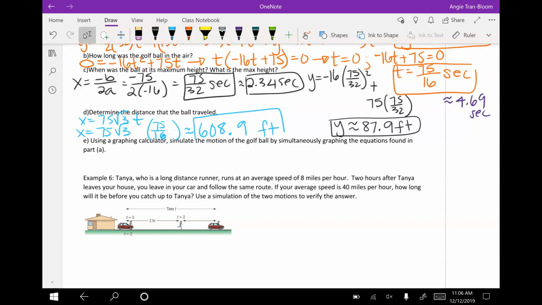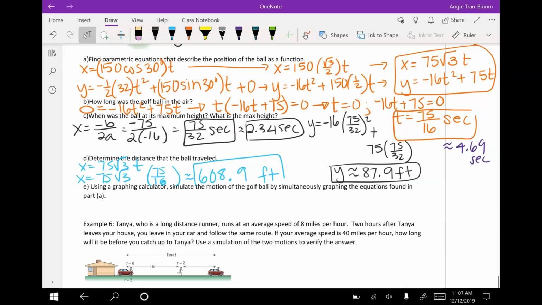So put in par. Remember on the left-hand side, I asked you to do the dash and the circle? Make sure that's still there. And your window. This is where the window will be important for you for application, okay? Think about the T. It took me almost 5 seconds. So your time should be between 0 and 5.